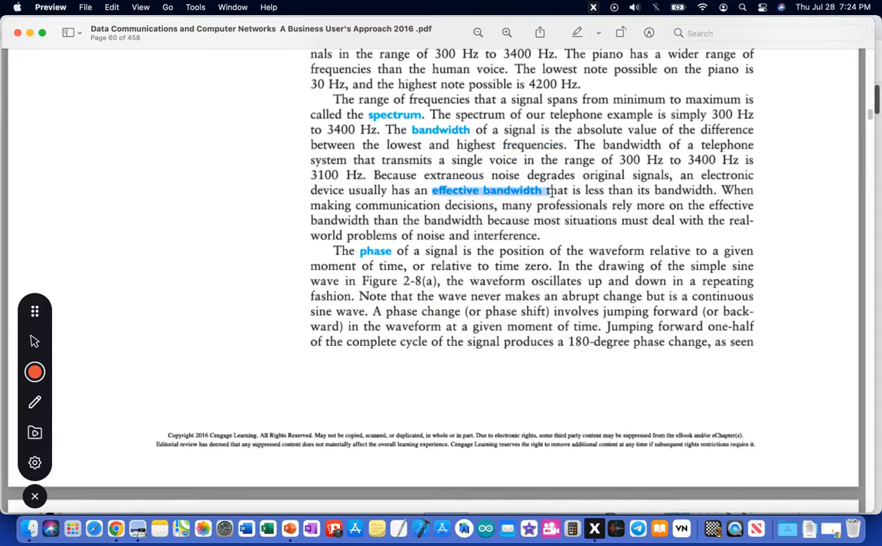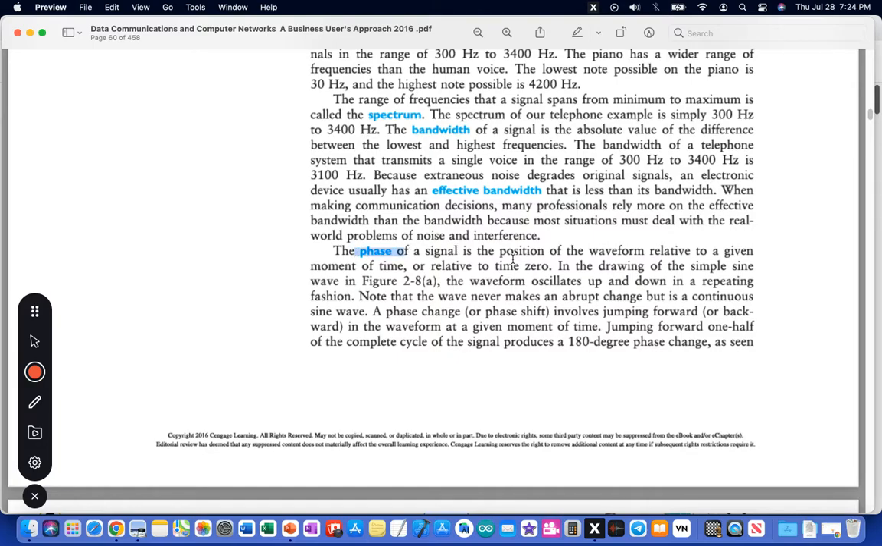Effective bandwidth is less than the bandwidth because extraneous noise degrades original signals. An electronic device usually has an effective bandwidth that is less than its bandwidth because of external noise. The effective bandwidth is smaller, lower than the real, the written bandwidth.